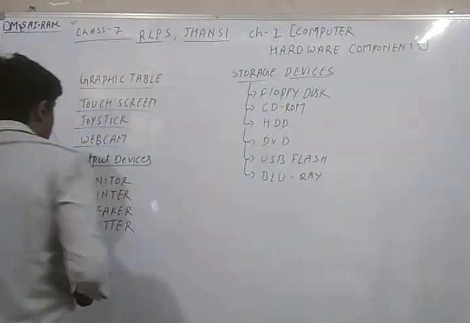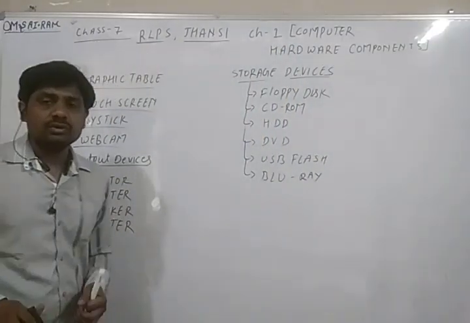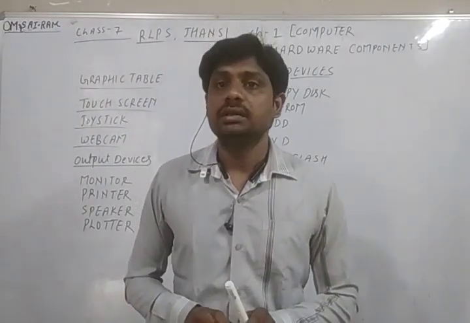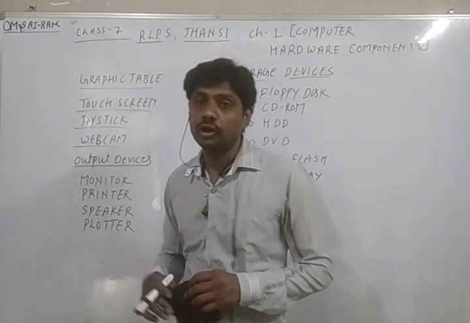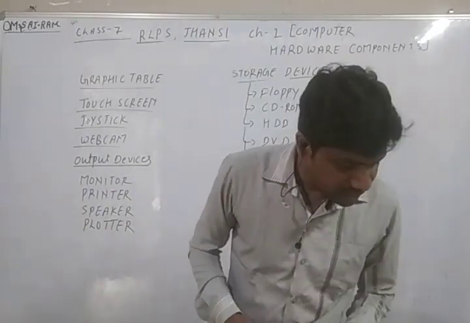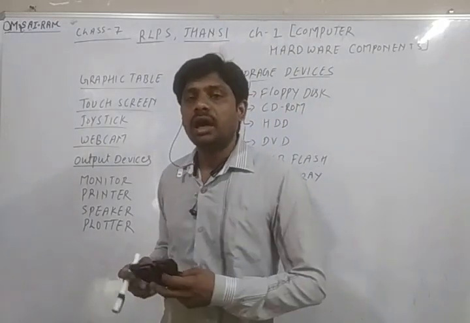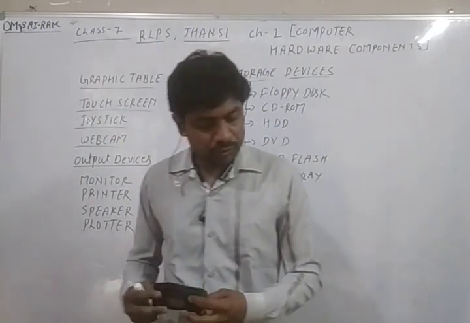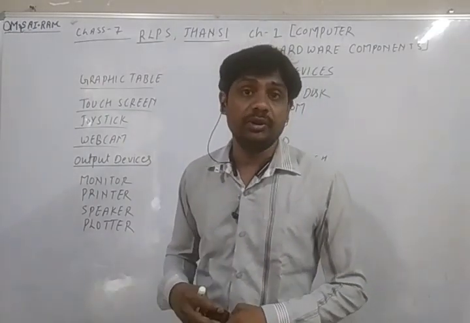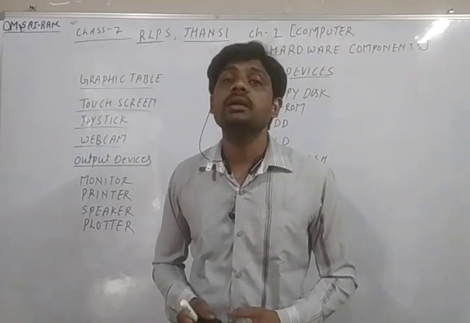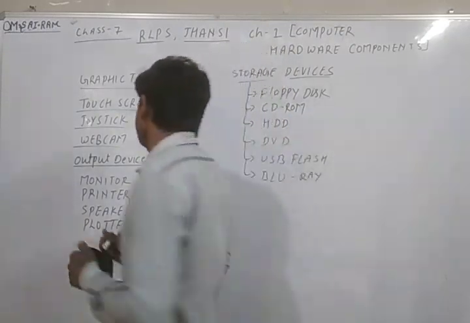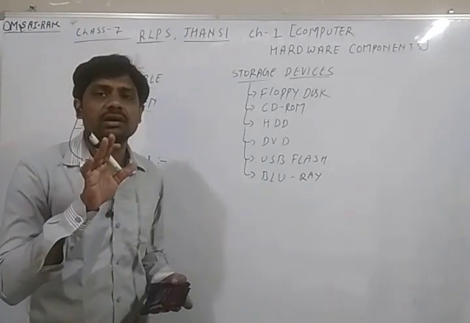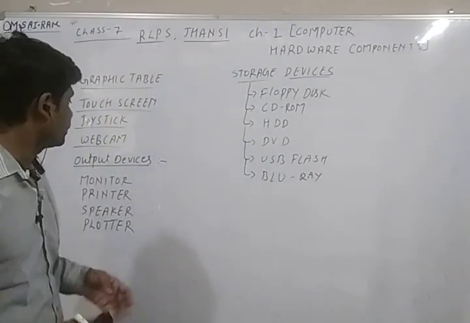Now next, children, is output device. What do you mean by output device? Means it displays our data. That is the output device. Output devices are also peripheral devices, and they convert the computer output to hard copy or display it properly to the user. Peripheral devices means those devices that are attached outside the computer.